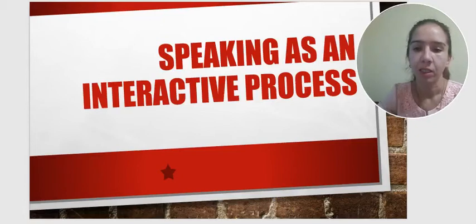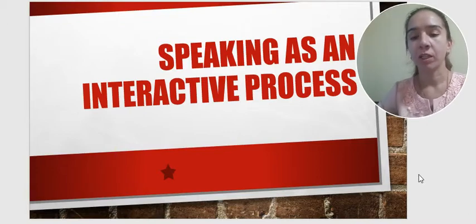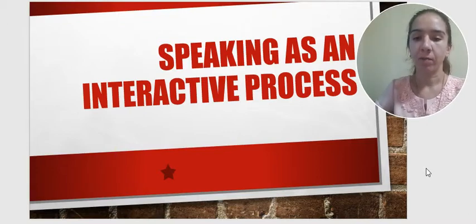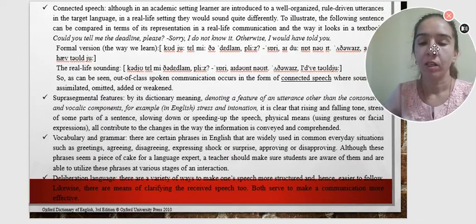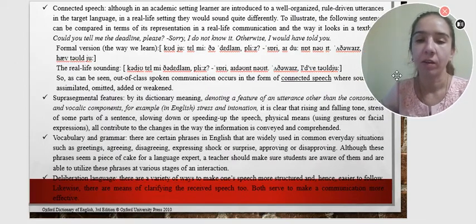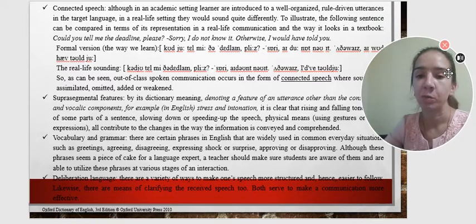So in today's lesson, we will look at speaking as an interactive process. Interactive means communicative, when there is an exchange of information between the speaker and the listener. So there are certain features that a speaker should learn to be effective in speech.